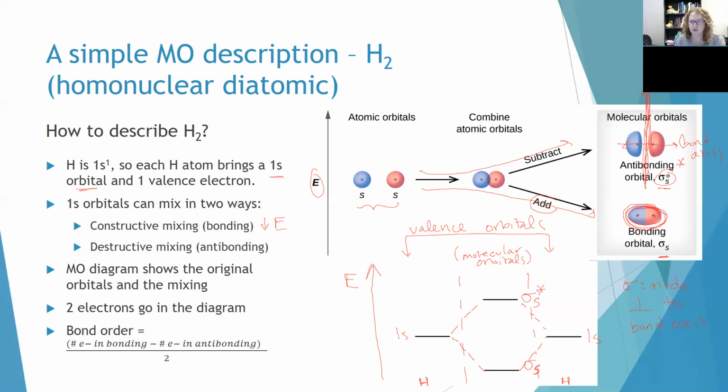Now, as far as the electrons, let's remember that hydrogen has one electron. So each of these hydrogens had one electron to bring to the party. So think about orbital filling diagrams. Remember those arrows up or down meant electrons. And so each hydrogen had one electron.